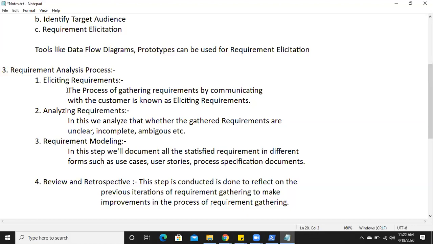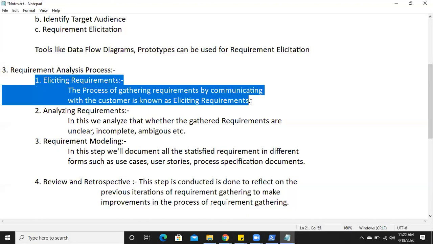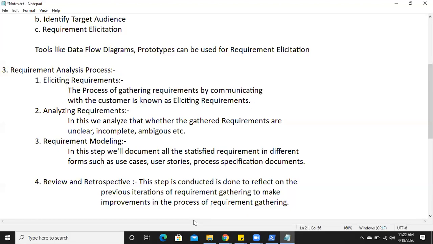All right, his views, as well as he is going to consult the client also about these systems, right? So this is about our first step. You can say that this is our first step, right? Eliciting requirements.